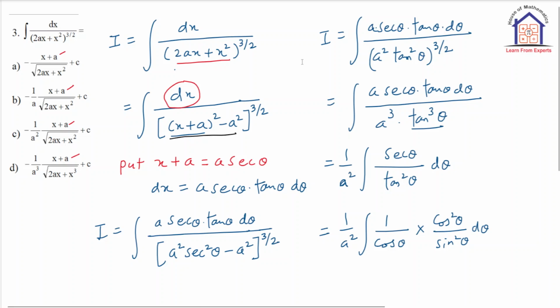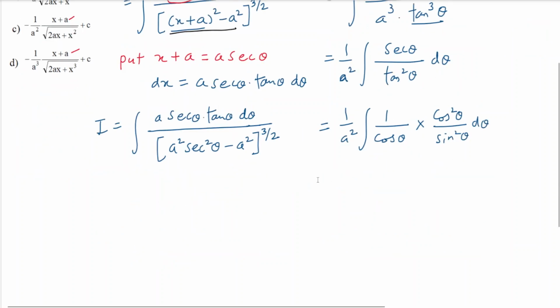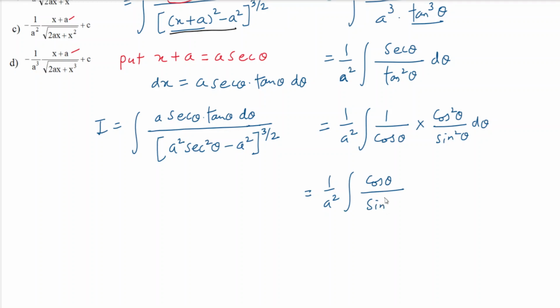Here again double substitution will be used. How can the double substitution be used here? 1 by a square constant, integration of, so one cos theta will get cancelled and I have cos theta upon sine square theta d theta. If again I take sine theta equal to t, because the derivative of sine theta is cos theta here, so new substitution: sine theta equal to t, therefore cos theta d theta equal to dt.